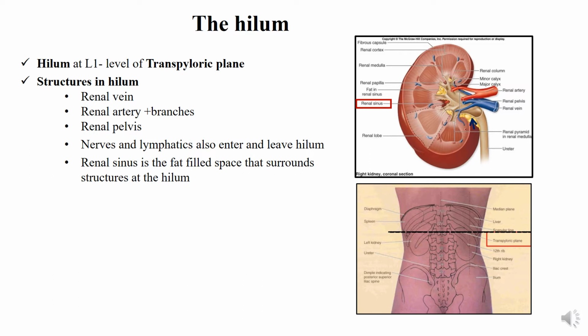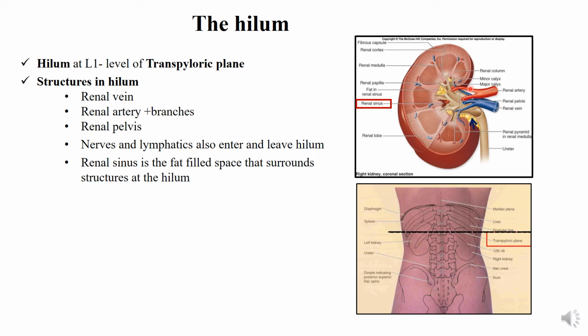And in this place, all the vessels and structures that serve the kidney, like the vessels, the nerves, and the structures that drain the urine from the kidney, will enter and exit the kidney through the renal hilum.